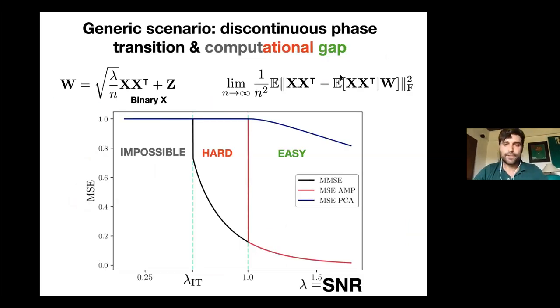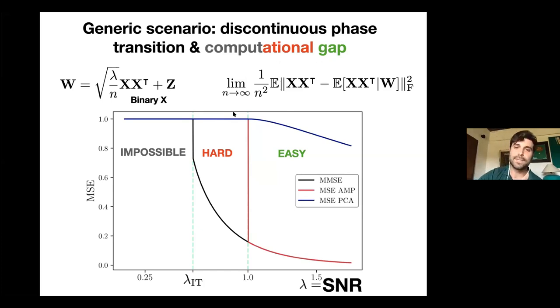Okay, so before going into the regime of very sparse signals or data with an effective low dimension, let us consider the generic, most studied setting, where the variables are not sparse. In this case, let us consider binary entries for this vector X. The generic scenario in this high-dimensional inference problem is the one with a discontinuous phase transition and the appearance of a so-called computational gap.